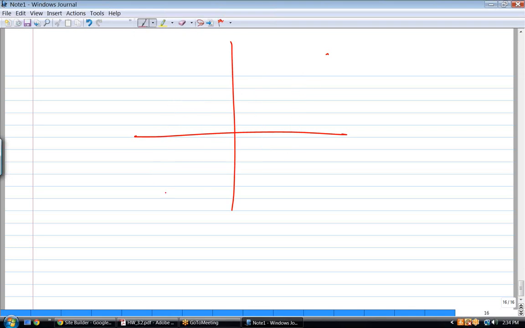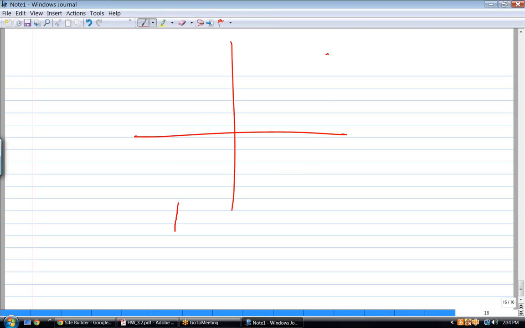Cubics tend to look like that. In other words, they're going to have 2 extrema. The number of extrema that a polynomial has is always at most 1 less than the degree of the polynomial. In other words, cubics have at most 2 extrema. Quartics have at most 3 extrema. Now, a cubic doesn't have to have 2 extrema.